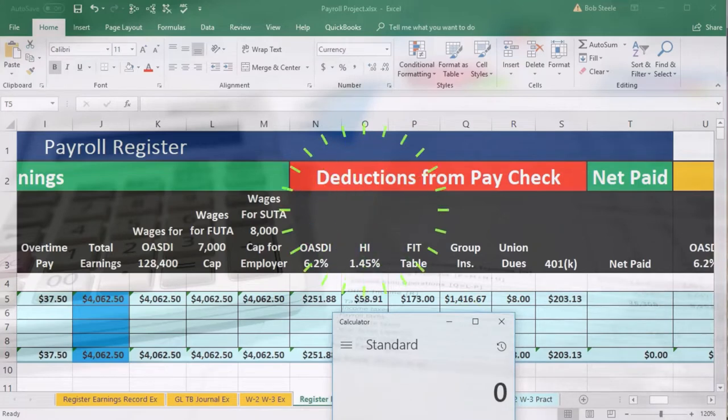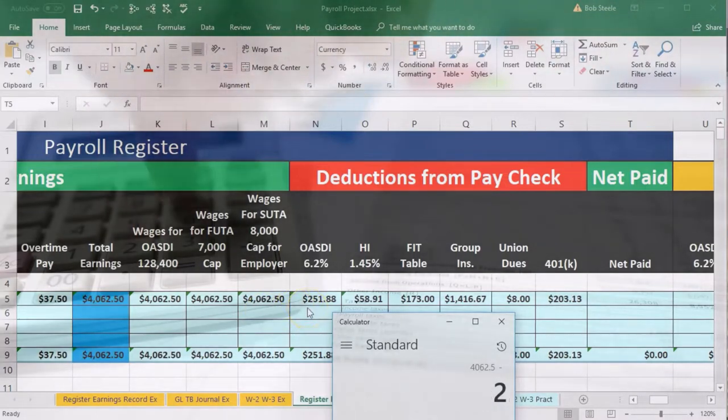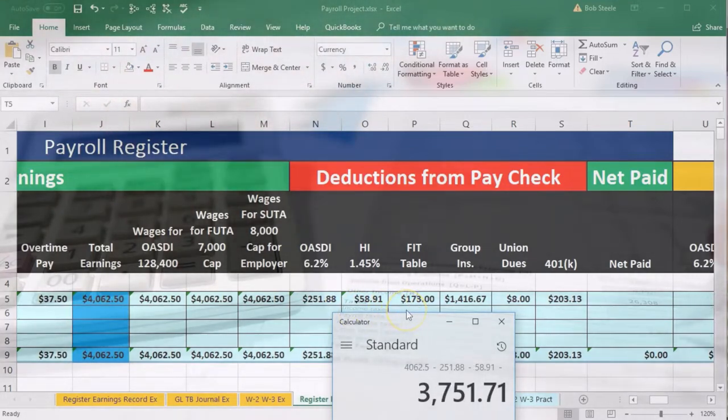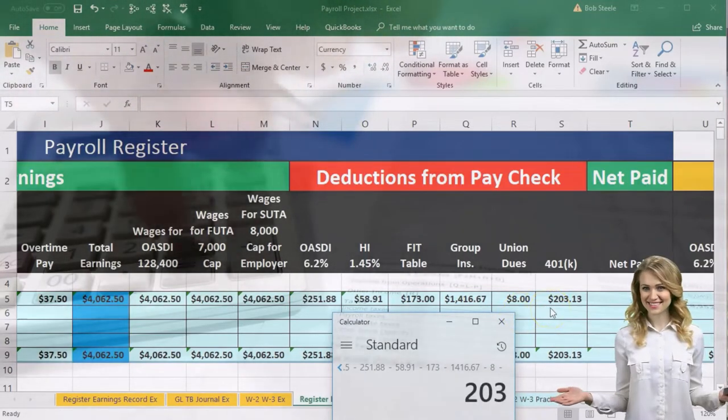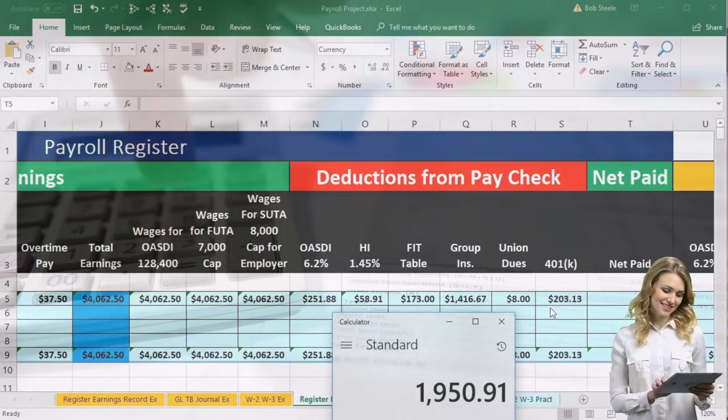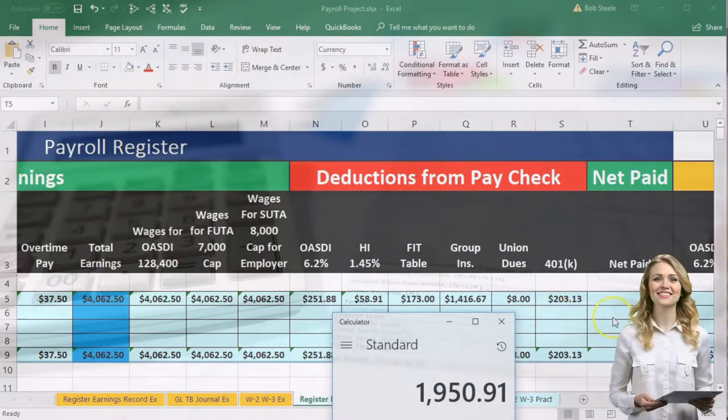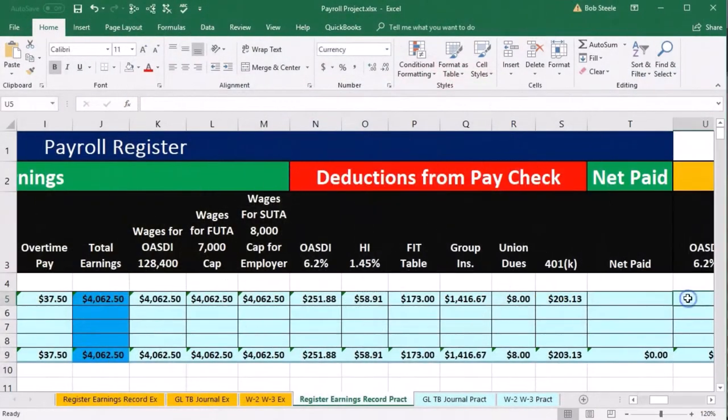So let's do that. And we're going to say that we have 4062.5 minus the OASDI 251.88 minus the 58.91 Medicare, HI, minus the FIT, federal income tax 173, minus group insurance 1416.67 minus union dues $8 minus the 401k 203.13. That gives us the 1,950.91.